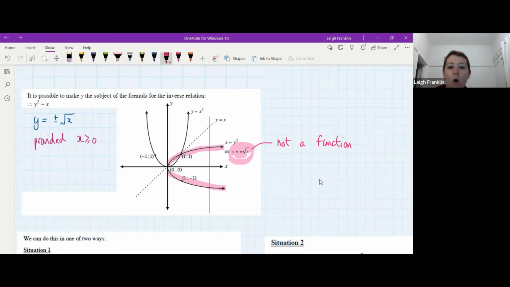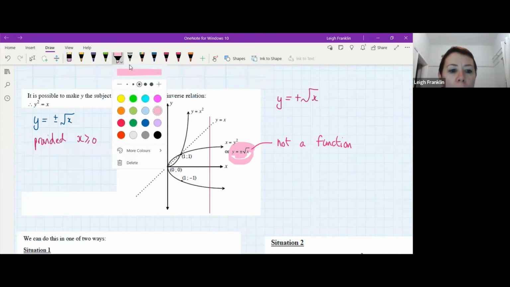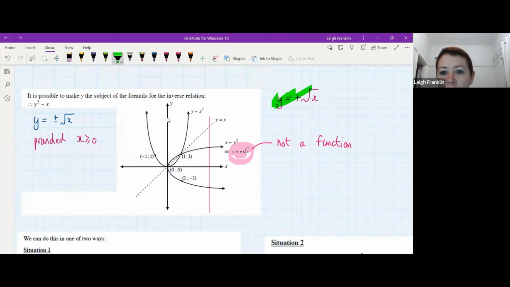All right. Why do we say plus minus? Well, because y is positive above the x-axis. So when we are considering y equals plus root x, we are looking at this part of the parabola, this arm. Okay, let's highlight that in green. We're looking at this bit, where y is positive.